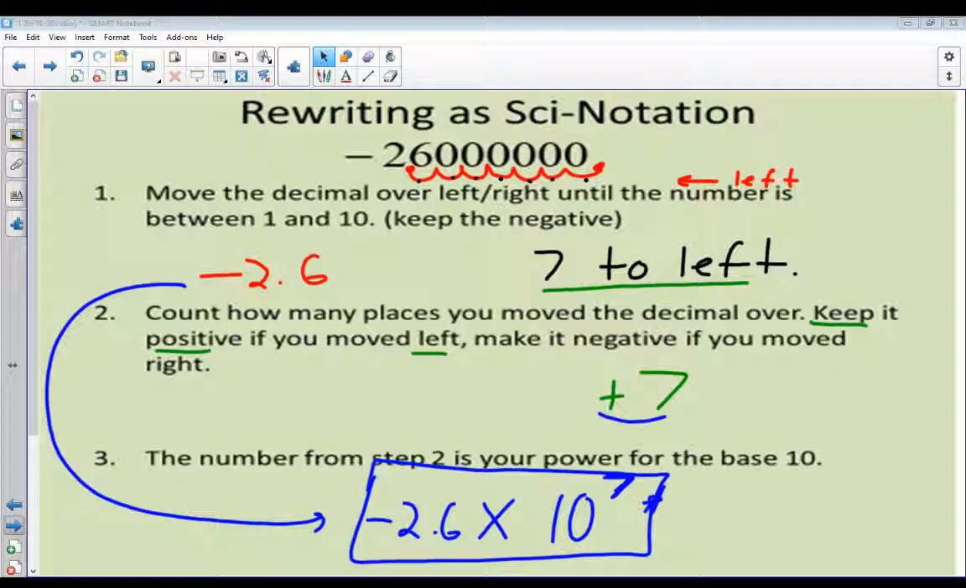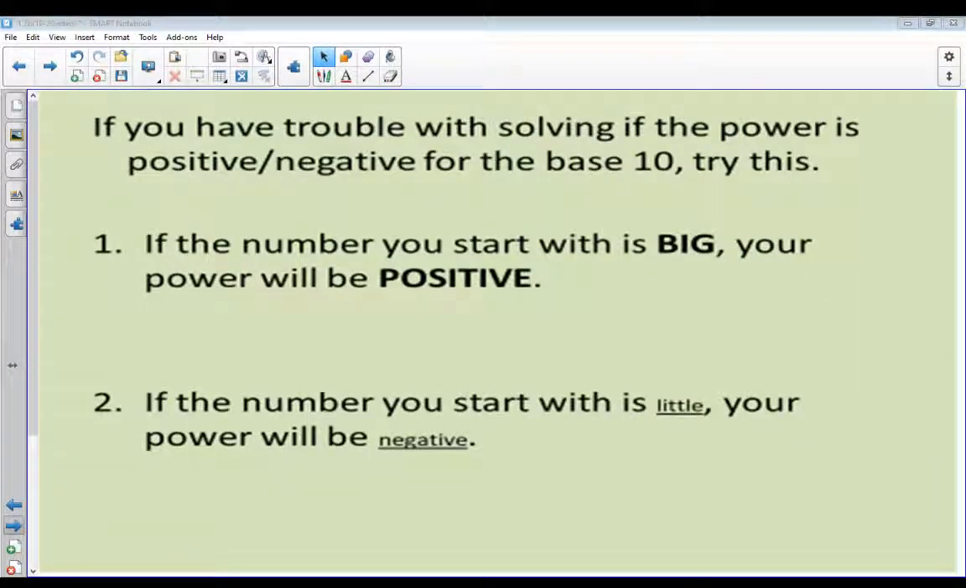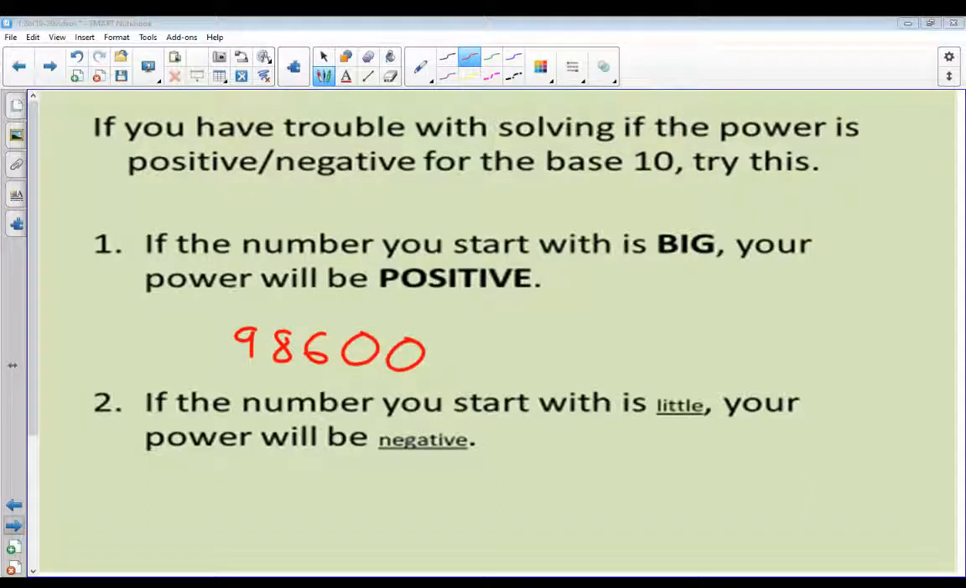Some of you who've already worked with scientific notation before, this will be really easy. If you have trouble solving with powers, or trouble deciding if the power is positive or negative for the base 10, my recommendation is trying this. If the number you start with is big, then your power is going to be positive. So let's say I give you 98600. As you can tell, that is a big number. And just like we talked about before, if you have a big number, your scientific notation is going to have a positive power.